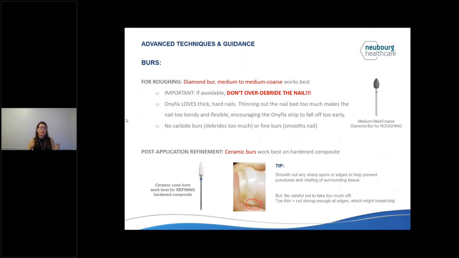Burrs, we've touched a bit on this, but I'll just remind you so that you are using the optimal methods. For roughing, we do recommend a diamond burr of medium coarse. They're more rare to find, but medium coarse does exist. But most importantly, everyone please listen to this. Don't over debride the nail.